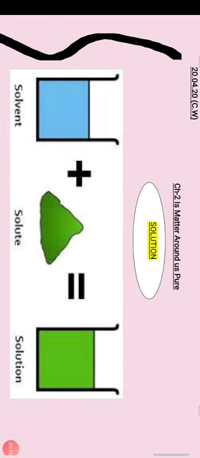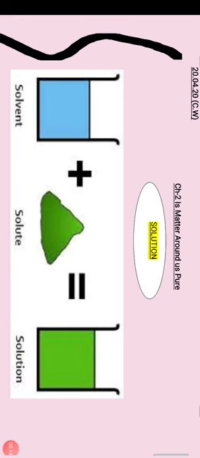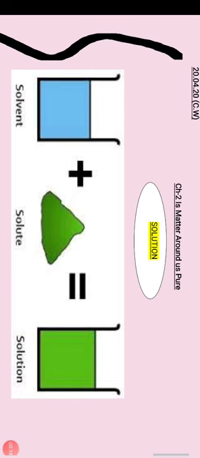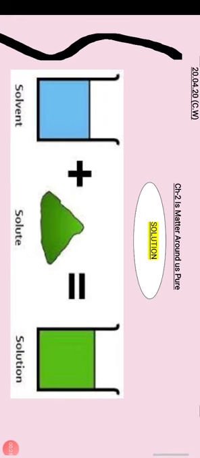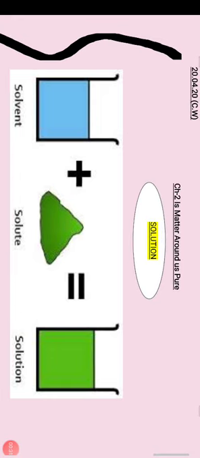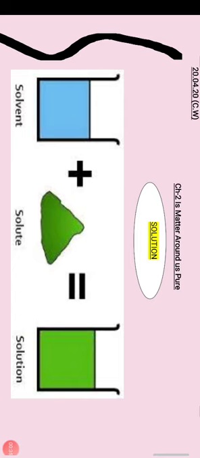Good morning class. In this video, we will discuss the solution and its types. A solution is a homogeneous mixture of two or more substances. A solution comprises two components. One is solute and another is solvent.